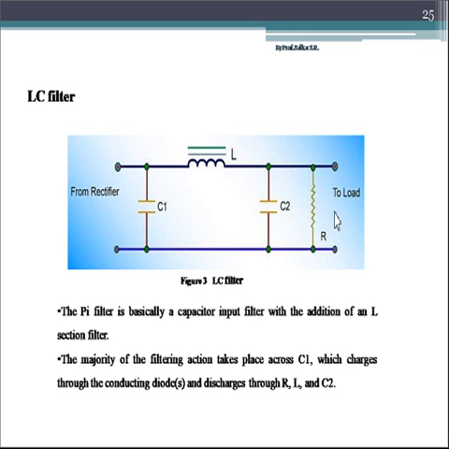So now how this filter works or operates, that we are going to learn. Here, as we have learned in all the filters, the output from the rectifier is taken and then it acts as an input to the filter. Similarly, in this type of filter also, from the rectifier we have to take the output, which will act as an input to this type of filter.